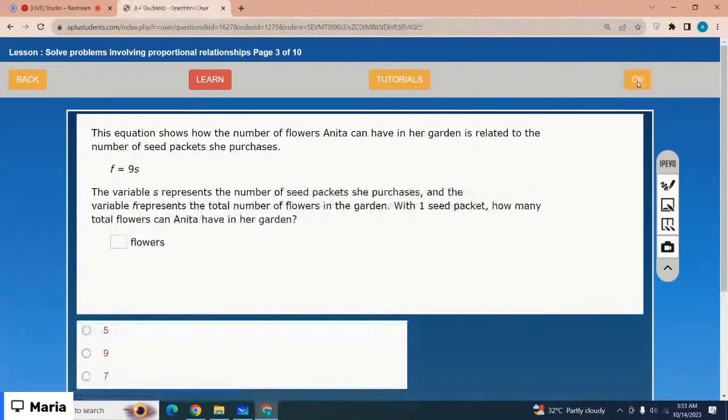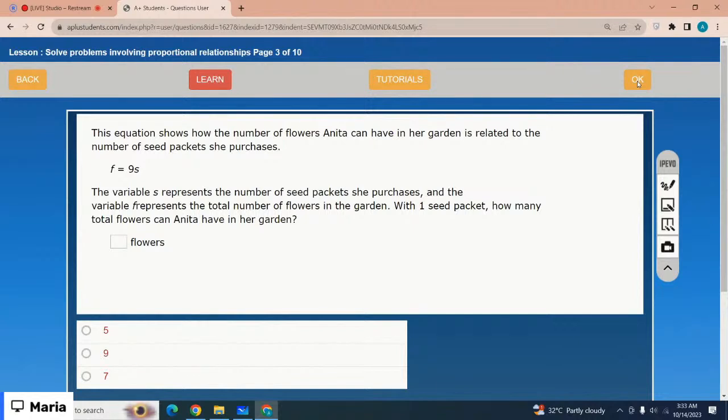Okay, the next one: this equation shows how the number of flowers Anita can have in her garden is related to the number of seed packets she purchases. That is F equals 9S. The variable S represents the number of seed packets she purchases, and the variable F represents the total number of flowers in the garden. With one seed packet, how many total flowers can Anita have in her garden?